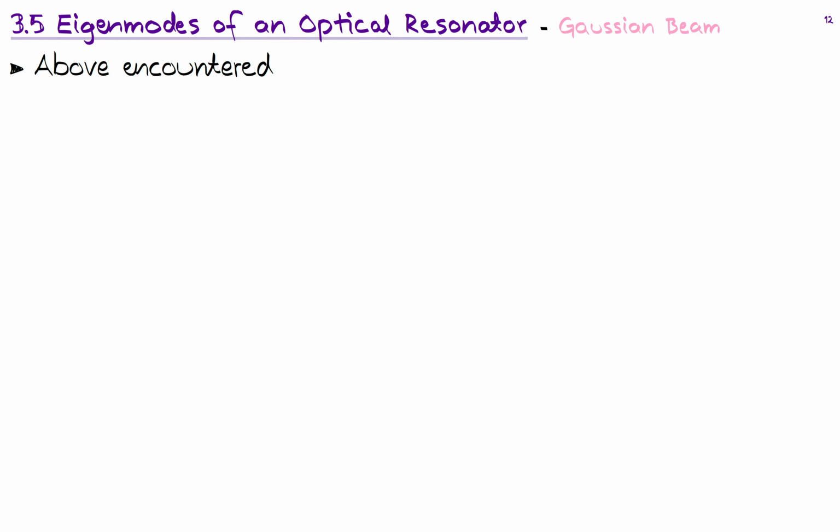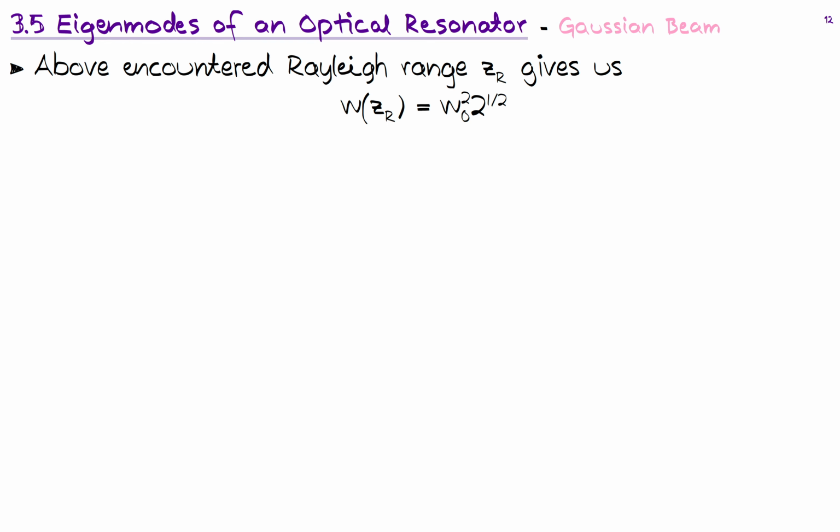And now the math that we encountered for the Rayleigh range basically gives us that the beam size, the beam width at a distance of the Rayleigh range from the beam waist, is increased by this factor. So the beam size at the Rayleigh range value of propagation length is given by the beam waist times the square root of 2. So that's in a way how we define the Rayleigh range.